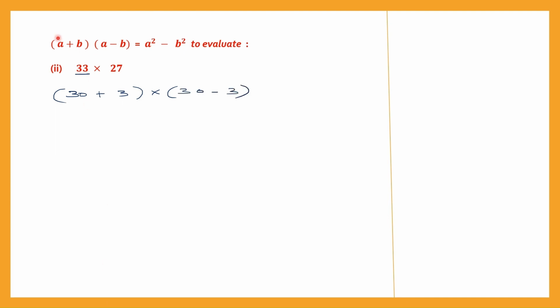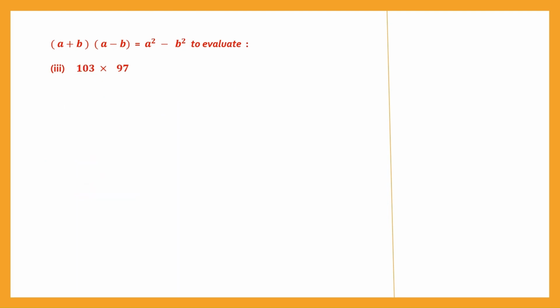So now we can apply this formula because one is addition, one is subtraction with the same numbers. So now that is equal to a square minus b square. So this is a and this is b. So a square means 30 square minus b square. What is b? B is 3, 3 square. Now 30 square is 30 into 30, which is 900, minus 3 square is 3 3s are 9. So now we have to minus: 900 minus 9, which is 891. So this is our answer.